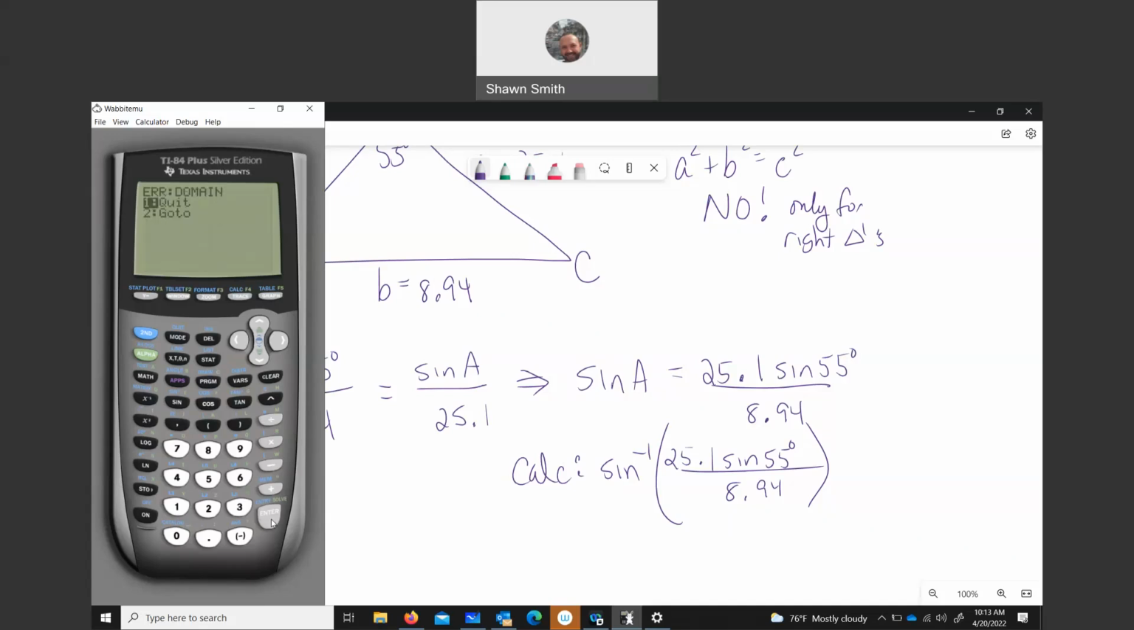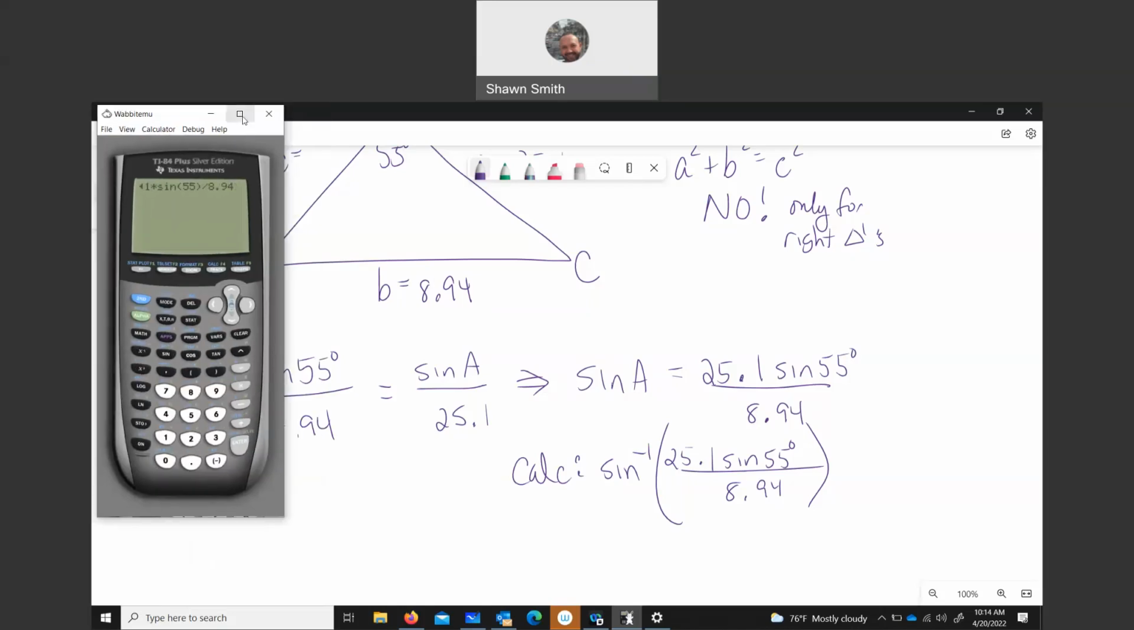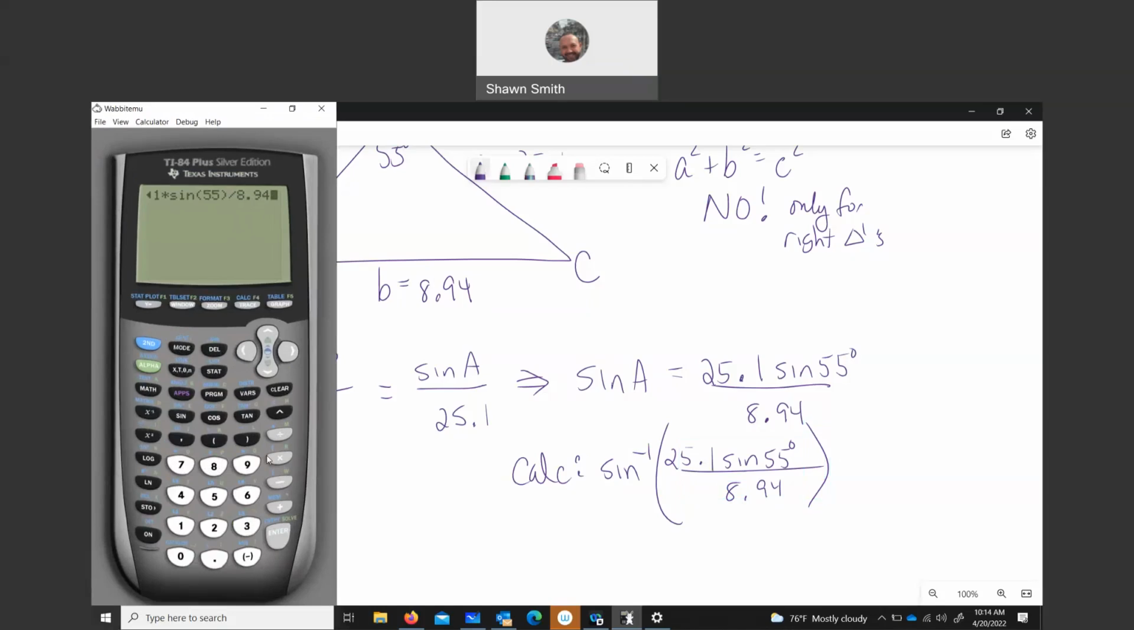And this gives us an error. Make sure I typed everything right. Let's go back and just see. Looks like it. The inverse sine of 25.1 times, I didn't put the times symbol, but it's not necessary. But if you want to make sure that's the case, insert times. My argument is 55 closed divided by 8.94. I want to close off that entire argument for the inverse sine. I could do that. There you go. And I hit enter again.